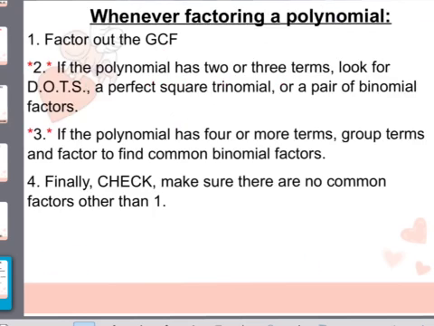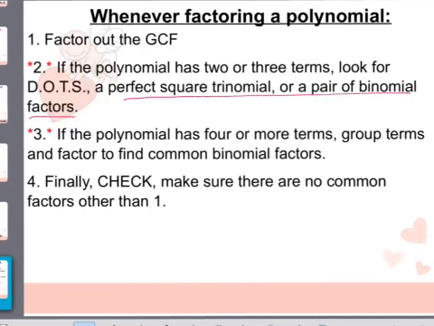So whenever you're factoring a polynomial, first step is always factor out the GCF. If you don't do it in the beginning, you're going to most likely forget about it later on. The second step, if the polynomial has 2 or 3 terms, if it has 2 terms, check whether or not it's a difference of two squares. If it has 3 terms, it could be a perfect square trinomial or a pair of binomial factors. So this basically means the same thing.